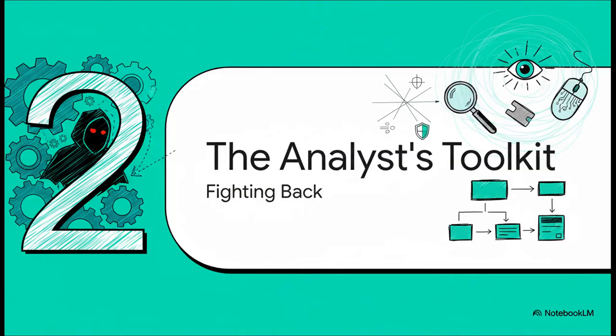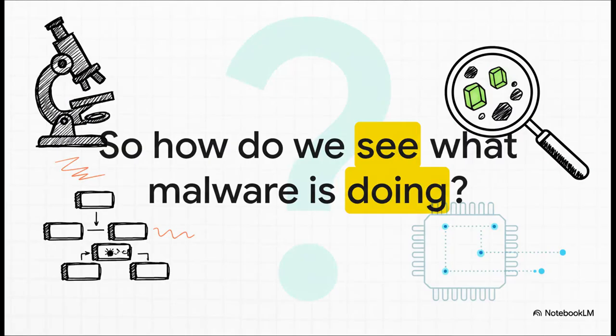Okay, so the malware is clever. It's hiding in plain sight, covering its tracks. So how do we fight back? We need a way to see what's really happening under the hood. And that brings us to the analyst's most powerful weapon. If this thing is operating in the shadows, how do we shine a light on it? We need, I don't know, some kind of special microscope? Something that lets us peer inside a program while it's actually running?